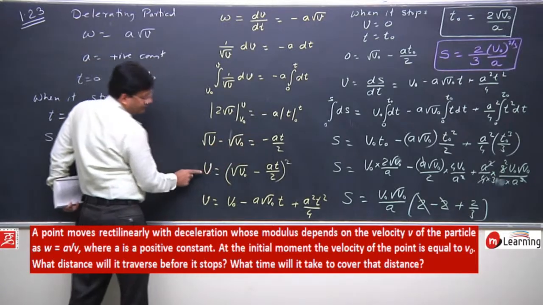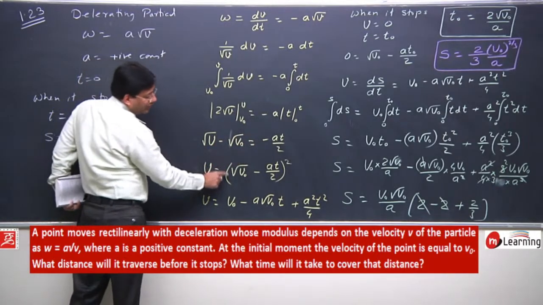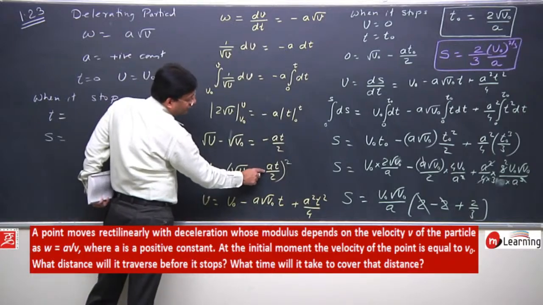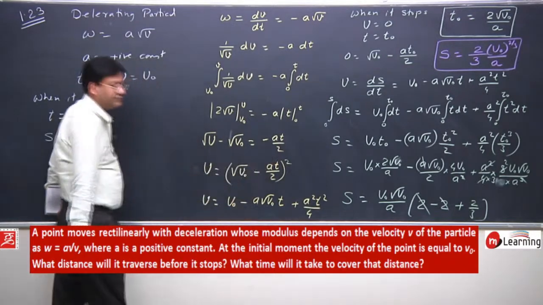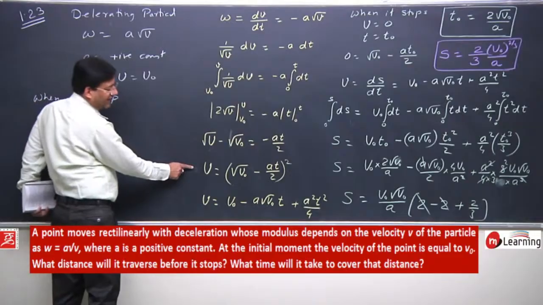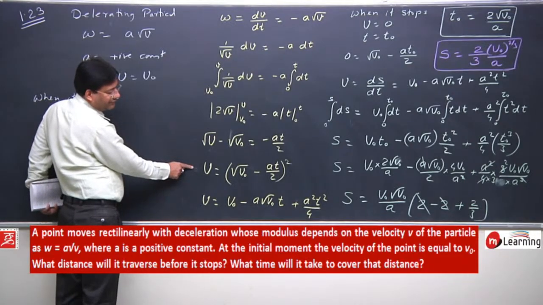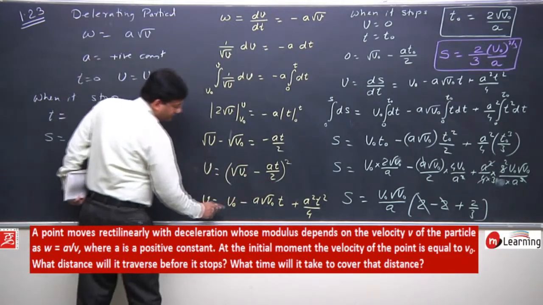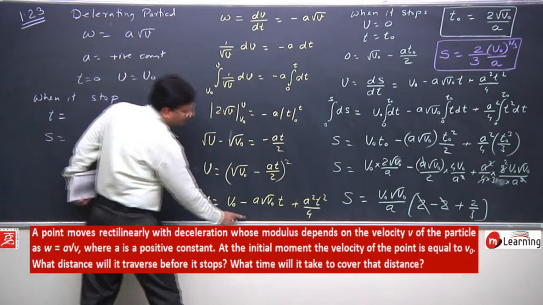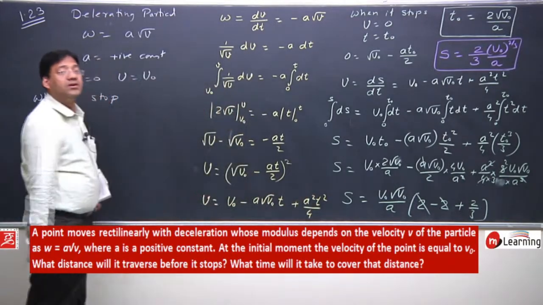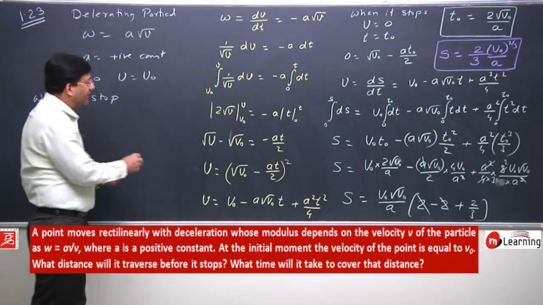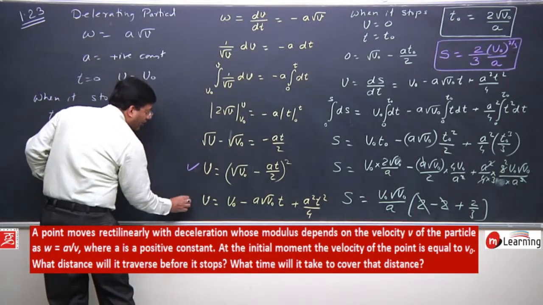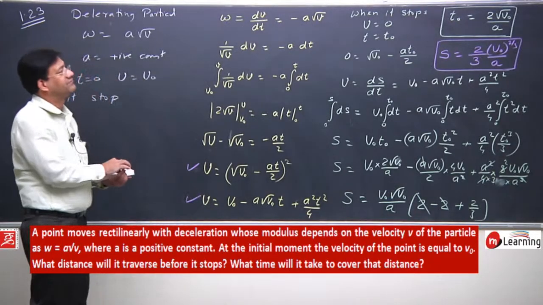This is the velocity function with time. वी नॉट इधर गया, v इक्वल टू अंडर रूट ऑफ वी नॉट माइनस at/2 होल स्क्वायर. This is the velocity function with time. मैंने इसे एक्सपांड कर दिया. मुझे आगे वेलोसिटी के इस फंक्शन की भी आवश्यकता लग रही है और इसकी भी आवश्यकता लग रही है.